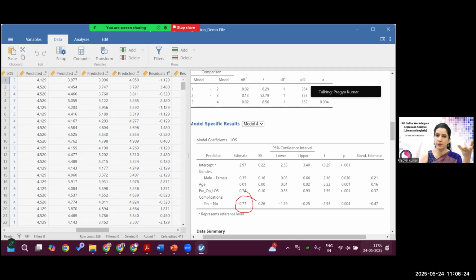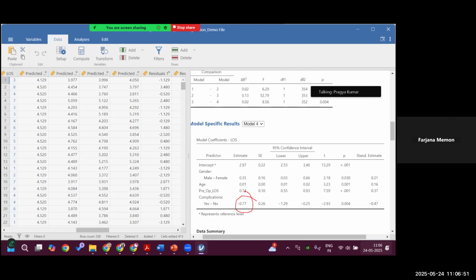That's why there is an importance of linear regression. Because here it has isolated the effect of complications. It is not getting affected by any other variable. So if you keep other variables like pre-op days, age and gender constant, then a person who is having complications will have a 0.7 days shorter length of stay post-operatively. That's the interpretation. Okay.